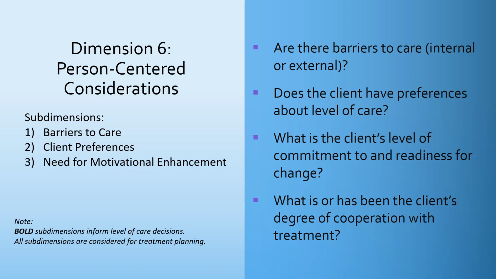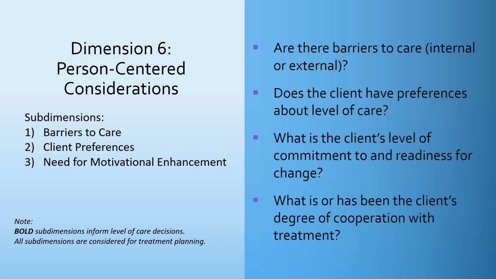Finally, we get to dimension 6. This is a brand new dimension. This language was not in previous editions of ASAM. Dimension 6 is now called person-centered considerations. Interesting to note that none of the subdimensions are bolded, implying that these do not directly inform level of care decisions, but they should be noted for treatment planning. And I will say there might be a kind of tiebreaker. We'll get there in a second, but one of these in particular may come into play when you're unsure about level of care recommendations.